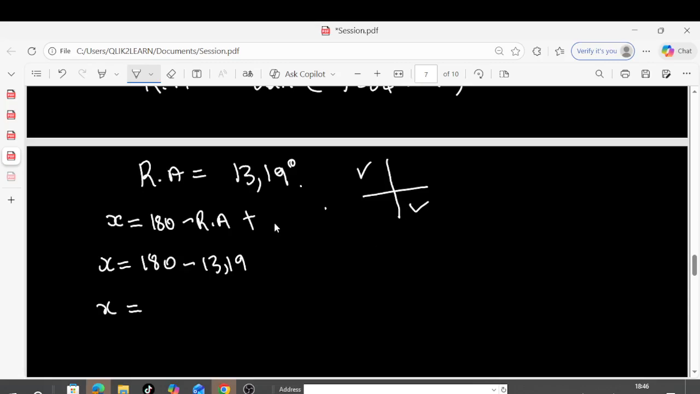Yeah, so this will be k times 180 degrees. So 180, this is 166.81 degrees plus k times 180.